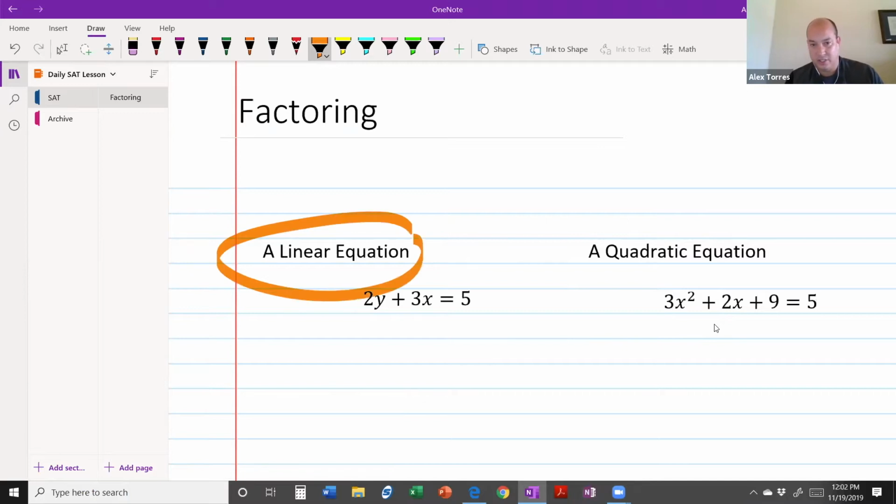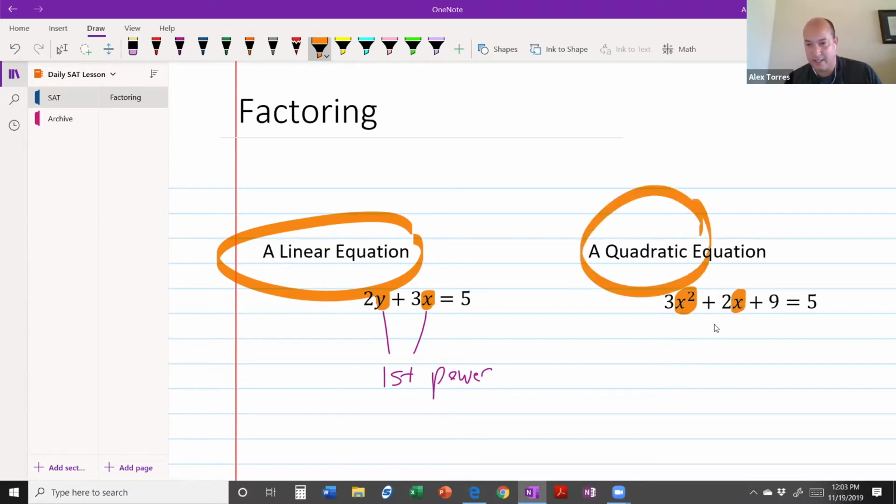A linear equation is going to be marked by having x and y to the first power. Once you've got x to the second power, and or y to the first power, so you got x to the second power, this is what we're going to refer to as a quadratic.